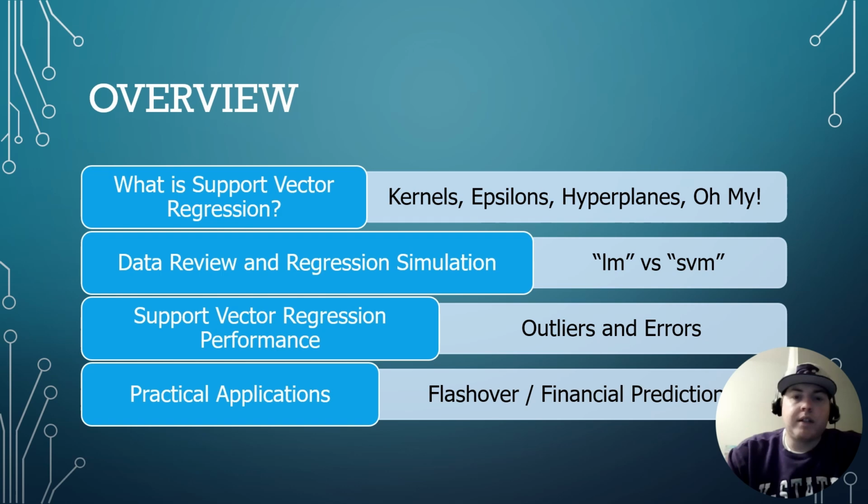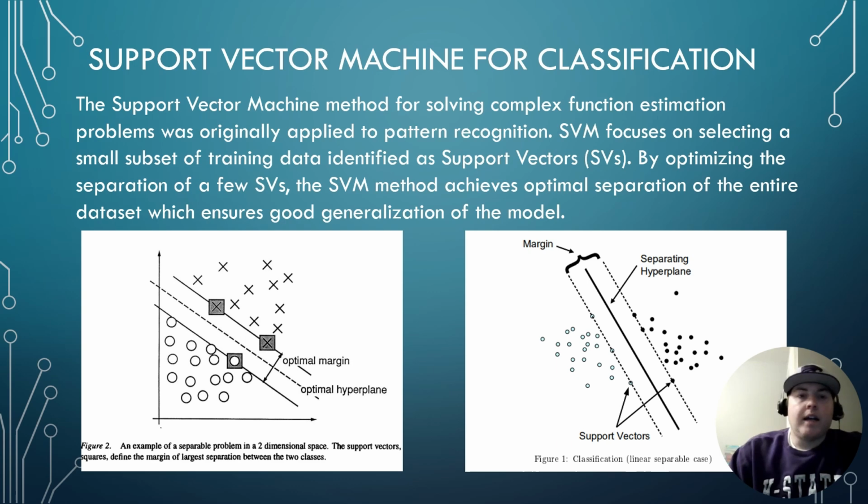But to get started, we will take a look at something called support vector machine for machine learning to better understand support vector regression. Support vector regression came from an early method of machine learning known as support vector machine. The support vector machine method for solving complex function estimation problems was originally applied to pattern recognition. SVM focuses on selecting a small subset of training data, and these are identified as support vectors.